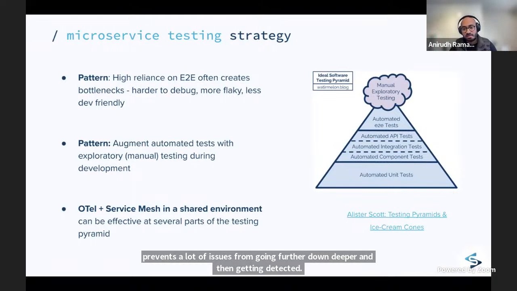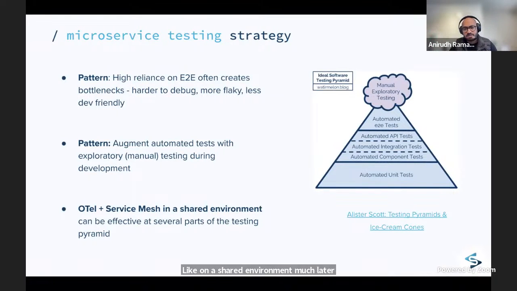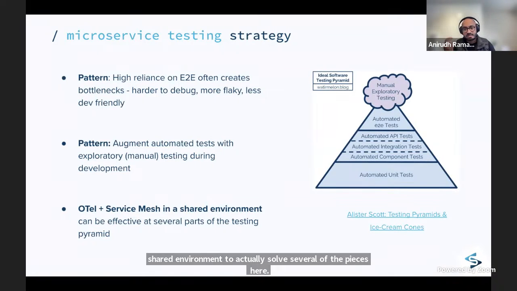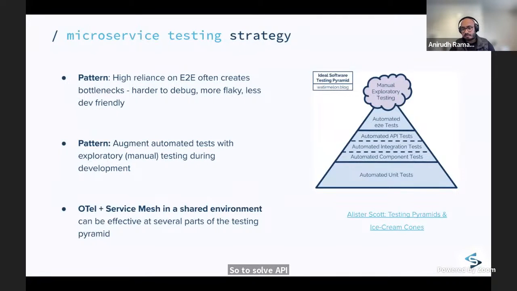And that prevents a lot of issues from going deeper and then getting detected on a shared environment much later. So I'll move on from here to describing how OpenTelemetry and Service Mesh together can be used in a shared environment to actually solve several of the pieces here. So to solve API tests, integration tests, some degree of component tests, and also manual exploratory testing, which is pretty important.